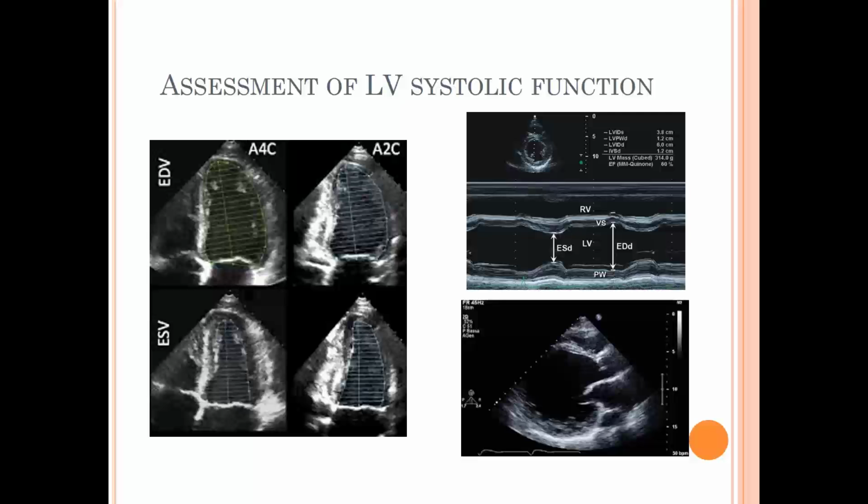You measure the volumes, the end-diastolic volume and the end-systolic volume, both in the four-chamber and the two-chamber view. You give these data to your machine, and automatically the ejection fraction will be calculated. This helps you to avoid segmental motion abnormality. If one of the segments is not moving properly, then you can trace it properly.